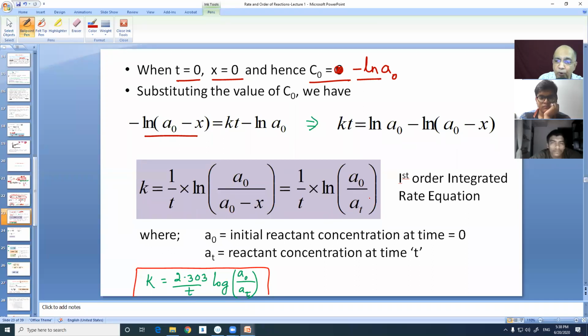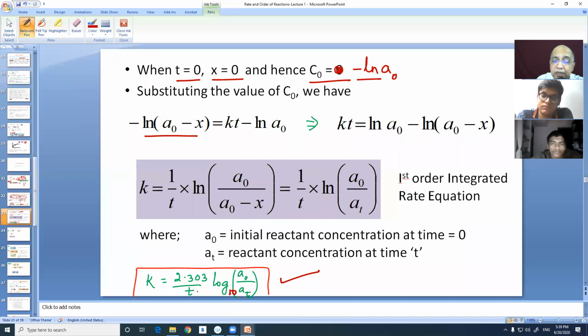So this is very popular. Instead of writing A0 minus x, we can write At. And to convert ln into log to the base 10, we have to multiply by a factor of 2.303. So this is the equation that you will be using often to find the different parameters. If K is given, you find t. If t is given, at what time?